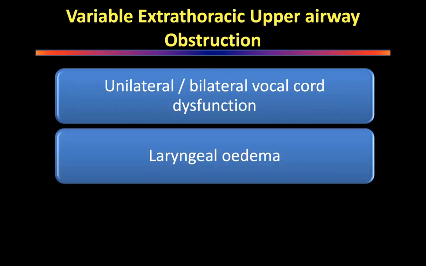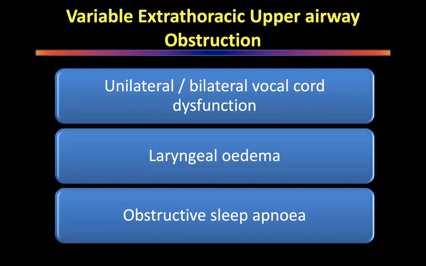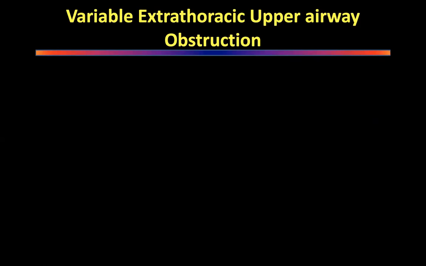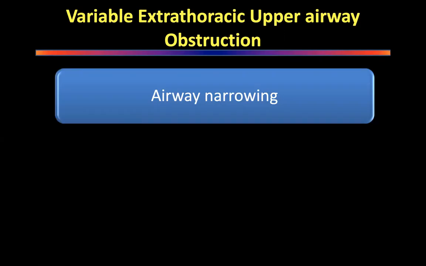You can have laryngeal edema, so there will be outflow obstruction to these patients, or you can have obstructive sleep apnea, where the tongue is falling back, the soft palate is touching the tongue, and there is an outflow obstruction to these patients. So it's obstructive sleep apnea. What happens in an extrathoracic upper airway obstruction?